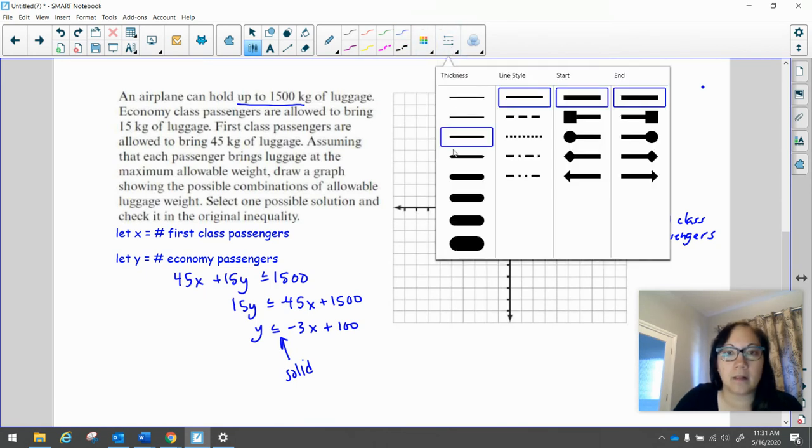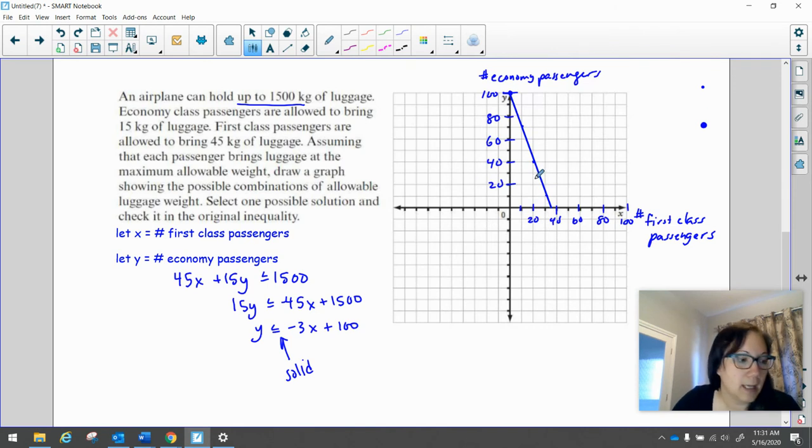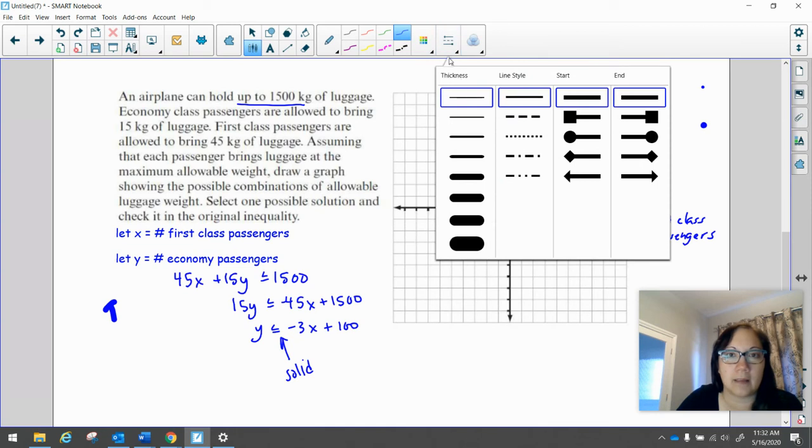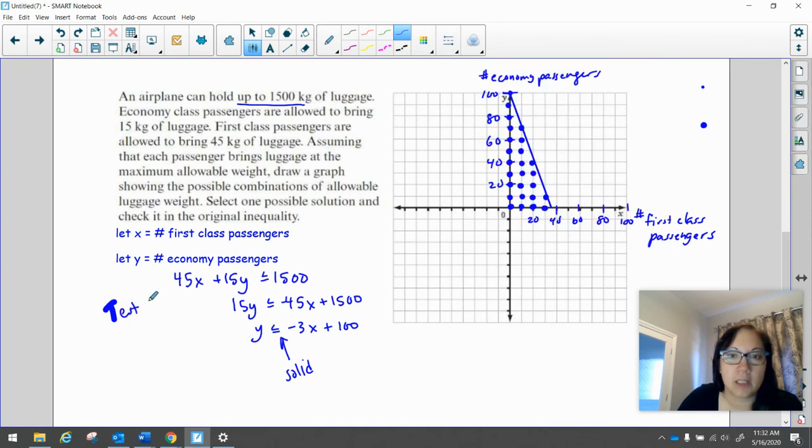Make it a little bit thicker. Yeah, that's the one. And so I could have 0 and 0 passengers. I don't see why not. And I'm going to symbolically dot these, even though I know they're going up by tens. It's just a way of kind of symbolically showing that our answers are discrete. I need to test one of those just to mix it up. I'm not going to test 0, 0. I'm going to show you what it looks like to test something else. So I'm going to test 20, 20.